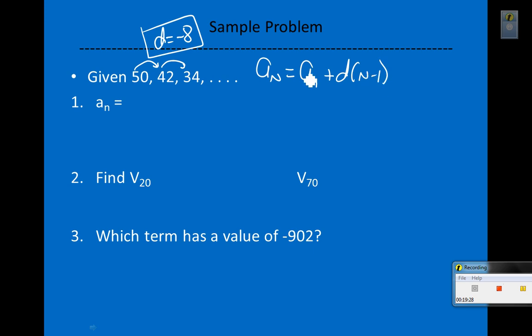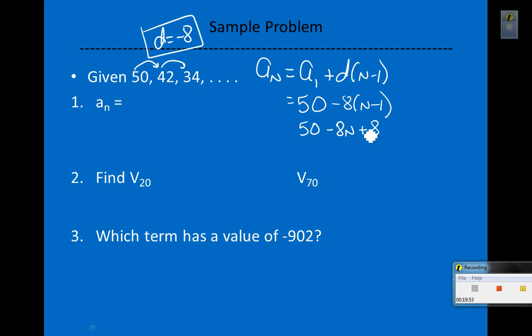Plug in a sub 1, which is 50. Plug in your d value. Even though your formula says plus d, it's negative, so I'm going to go negative 8 times n minus 1. Now distribute, so I'm going to have 50 minus 8n plus 8. Notice a negative times a negative is a positive.